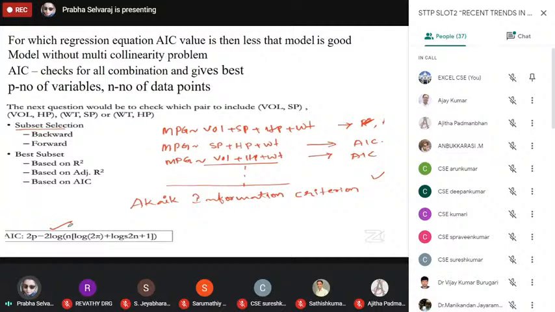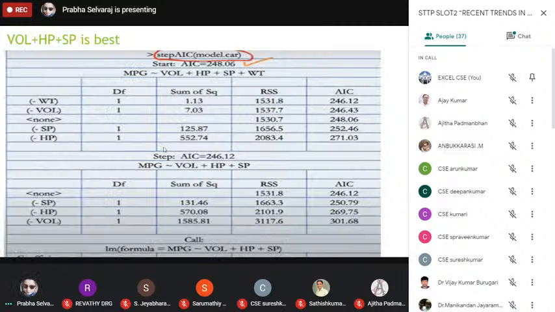So if the AIC value is less, then the model is very good without any multicollinearity problem. Here p is the number of variables you are considering for calculating this, and n is the number of data points. Now you see, I applied this for all these: volume, HP, SP, WT, and then volume, HP, SP, and volume. Among these, whichever model has the lesser AIC value will be considered as the best model.